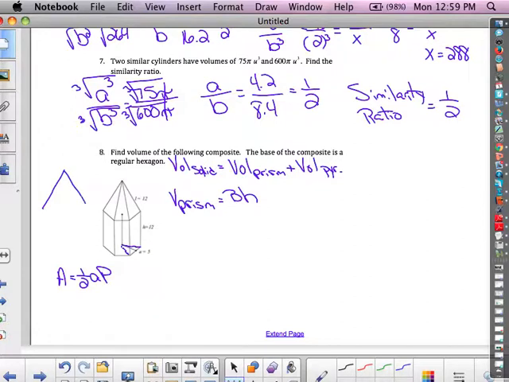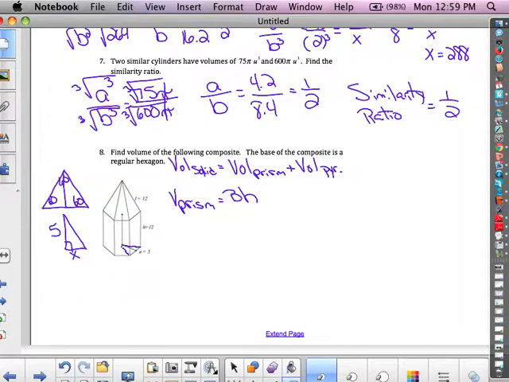Here's my central angle. Remember, this is an equilateral triangle because these are all 60, 60, 60. The apothem bisects that, giving me a right triangle with an apothem of 5. And I want to find the side length so that I can find the perimeter. You can use tangent or special right triangles. It doesn't matter to me which. I'll just erase this and write that underneath.